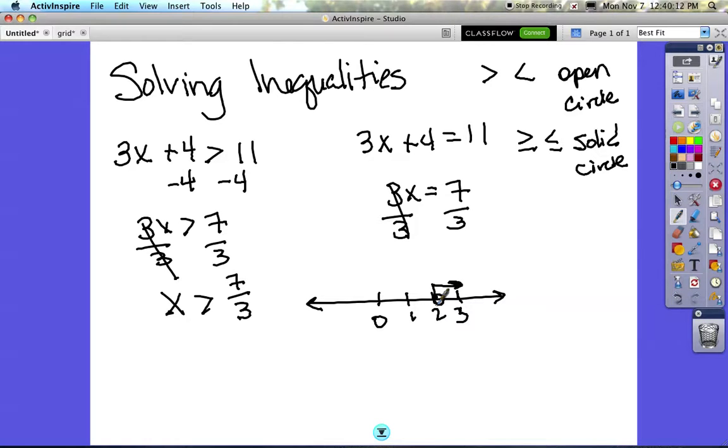Now, let's check our answer. Pick a number greater than 2 1/3. 22? What's 3 times 22? 66 plus 4 is 70 greater than 11. Now, you might want to make sure you're a little closer. Let's try 3. 3 times 3 plus 4. Is that greater than 11?